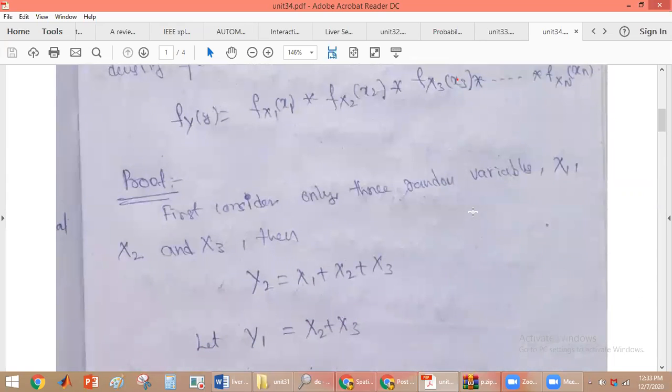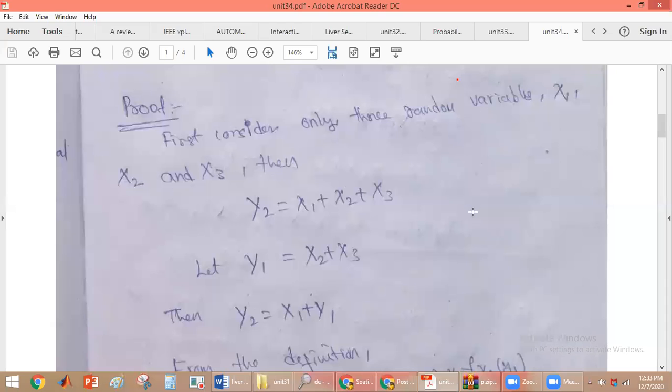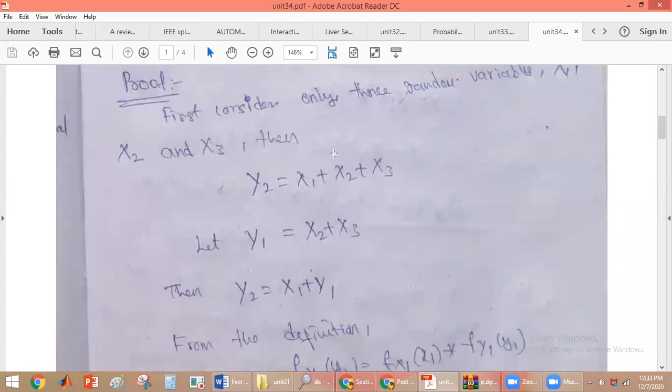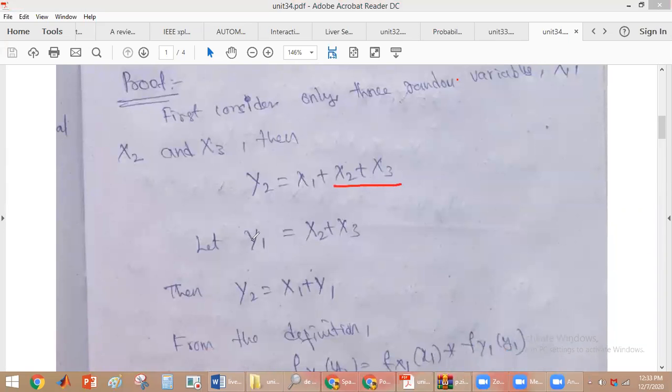Now we'll see the proof. In this case, we have taken three random variables, x1, x2, x3. Now we are writing y2. Y2 is equal to x1 plus x2 plus x3. Then what is y1? Here we have x2 plus x3, and we write this as y1. So y1 is equal to x2 plus x3.